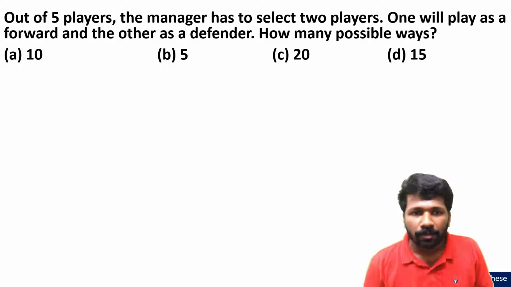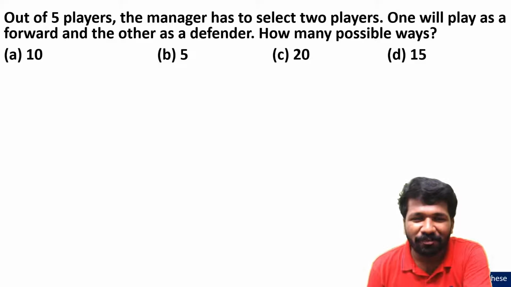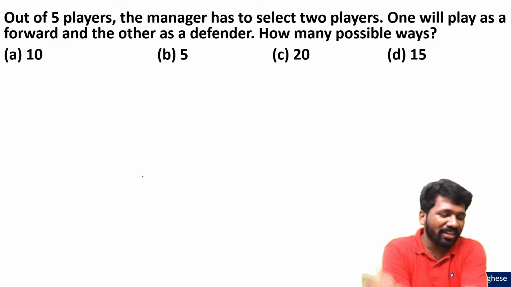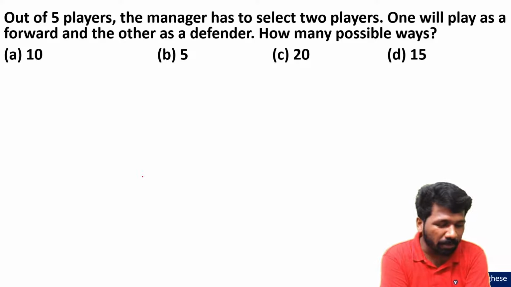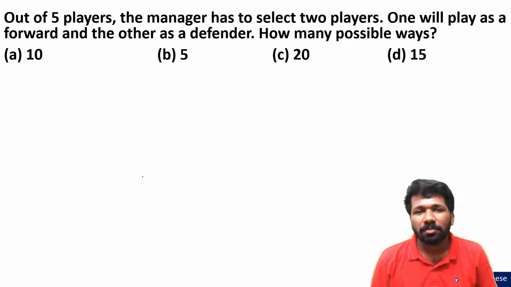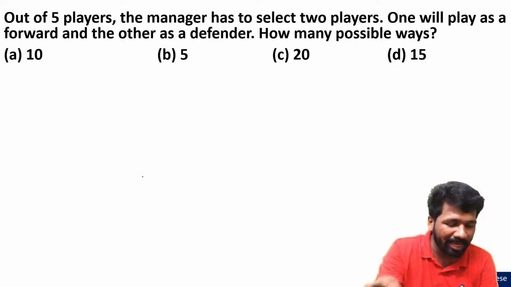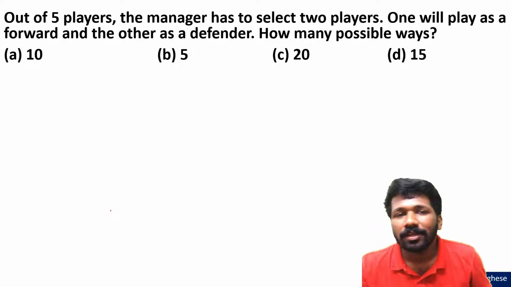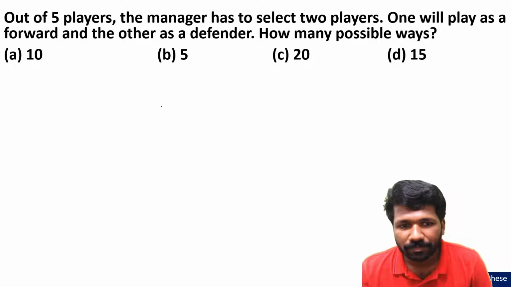Okay, some of you got an answer. I'll explain. Many of you, I think in school days you had a confusion when to use combination, when to use permutation. By today's class that will be completely clear. When to use permutation, when to use combination, you will understand it logically, because I am explaining the concept behind permutation and combination. So here, forward and defender are two positions.